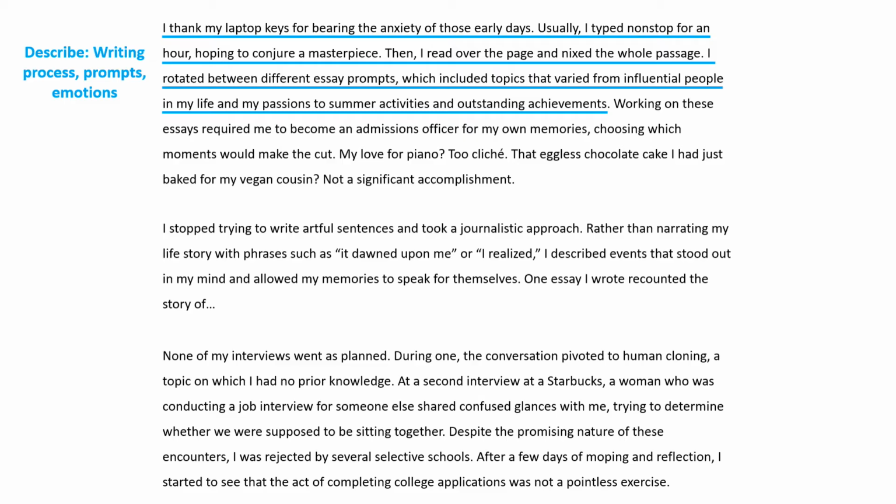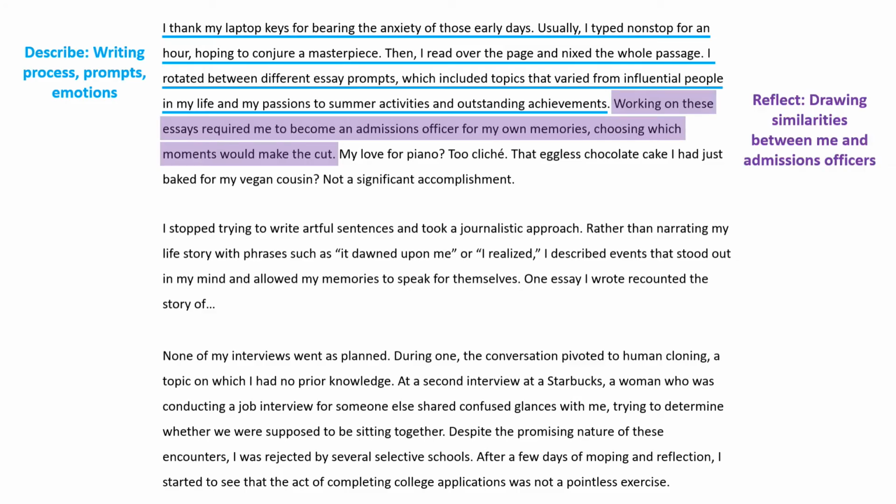So in this first underlined portion, I am describing the writing process, the prompts for my college application essays, and the emotions I was feeling at the time. Then I reflect by drawing similarities between me and admissions officers. I realized that we both had things in common. While they had to decide which students to accept into a college, I had to choose which memories to discuss in my essays. If we analyze this reflection section more deeply, we can see that I am acknowledging that admissions officers, like me, have a difficult task before them.